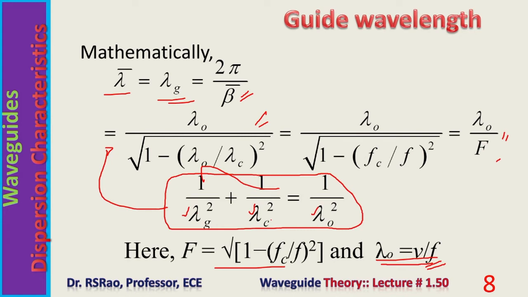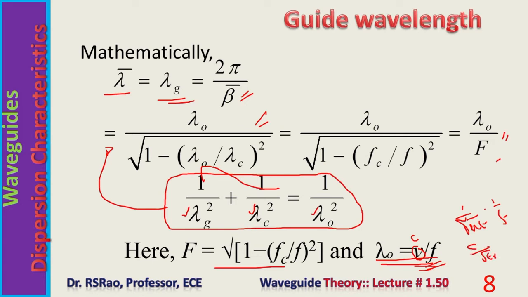Cutoff wavelength, you have already seen while discussing filter characteristics, the definition and all that. And what is lambda naught? Lambda naught is v by f. Here V means 1 by root mu epsilon, and f is the frequency. When the hollow region is free space, 1 by root mu epsilon becomes c. V becomes c when the hollow region is free space. Otherwise, V is c by root epsilon r.